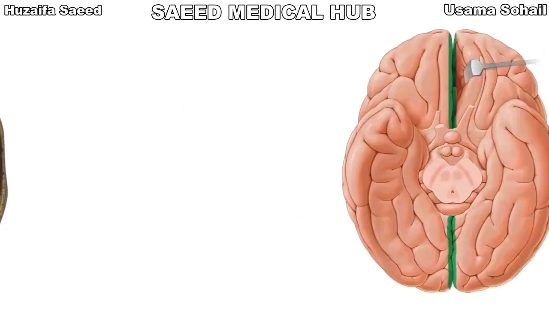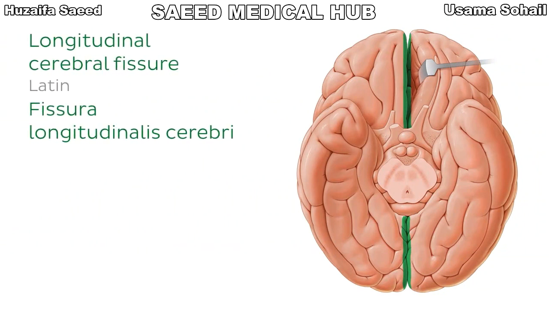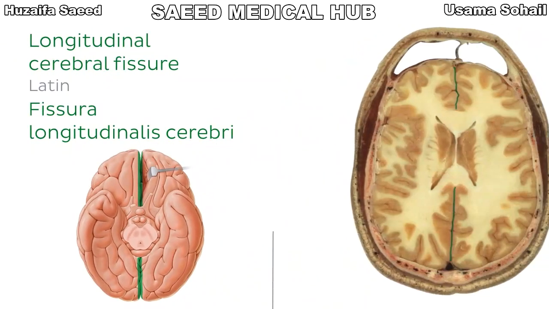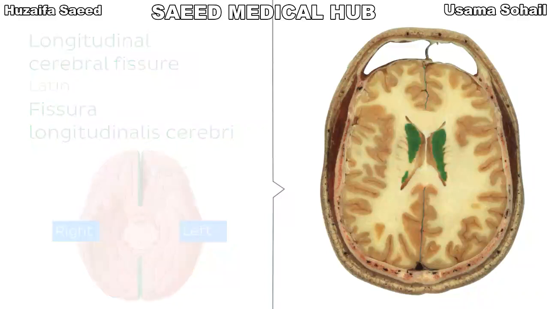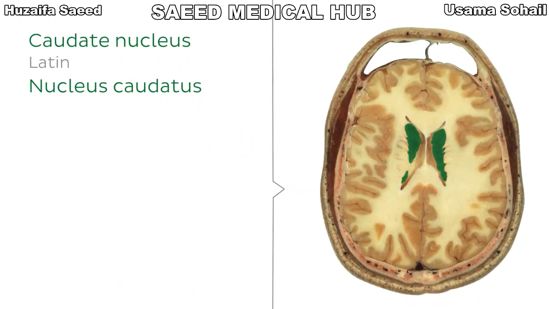And this next highlight is over a feature of the brain called the longitudinal cerebral fissure. And the longitudinal cerebral fissure is a fissure that divides the brain into its two hemispheres, the right and the left. Here again is the caudate nucleus. Remember, the caudate nucleus is part of the basal ganglia, so is located deep to the frontal and parietal lobes.